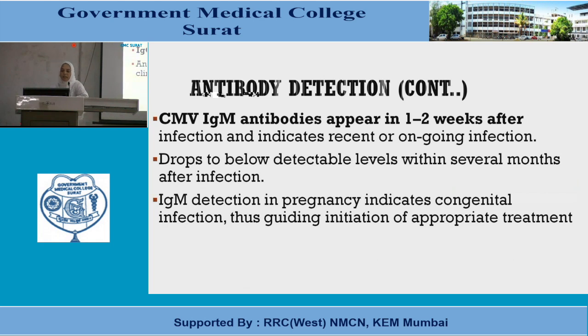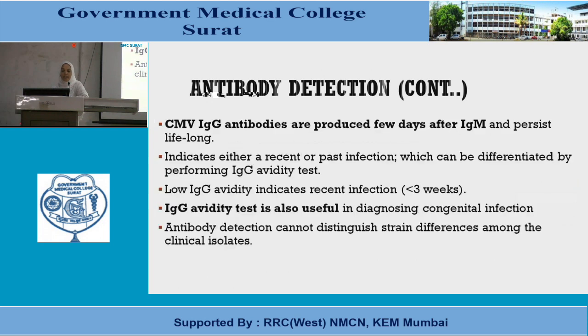While IgG antibodies are produced a few days after IgM and they persist lifelong, they indicate either a recent or past infection, which can be differentiated by performing an IgG avidity test. So just getting IgG, IgM is not a good idea. One must get an IgG avidity test for CMV. Low IgG avidity indicates recent infection, less than 3 weeks. IgG avidity test is also useful in diagnosing congenital infection. Antibody detection will not differentiate strain differences amongst the clinical isolates. So there are many other limitations of antibody detection.